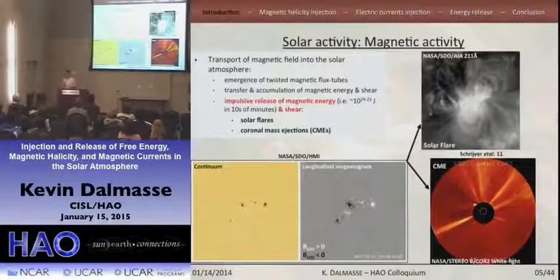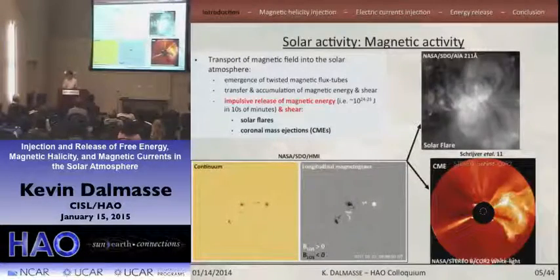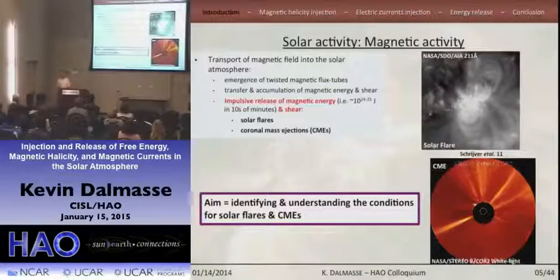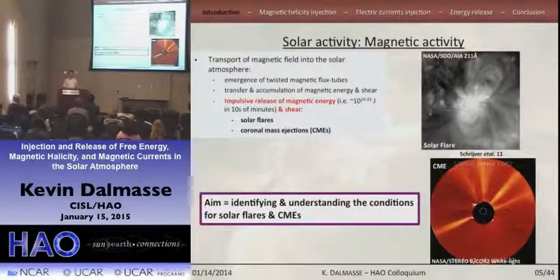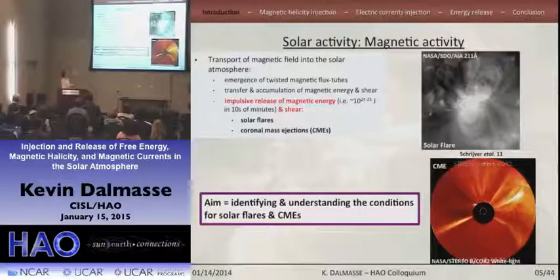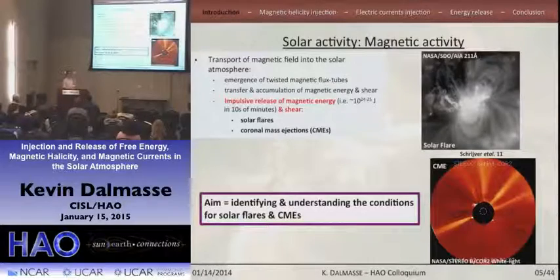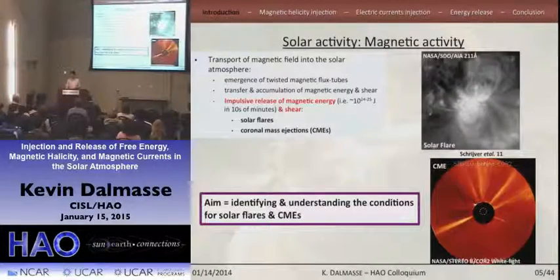And so the aim of my PhD was to study the conditions which are required for generating these flaring events, such as solar flares and coronal mass ejections.